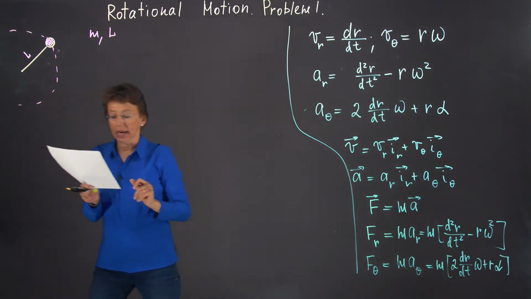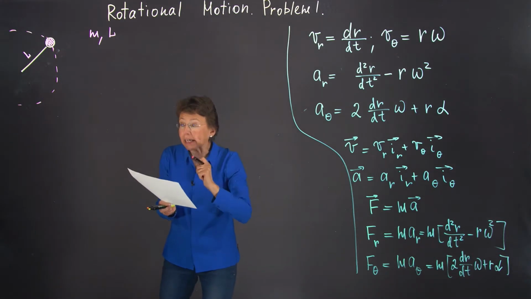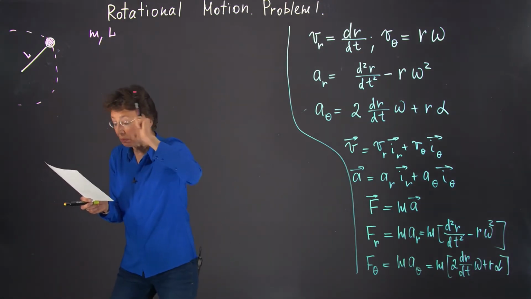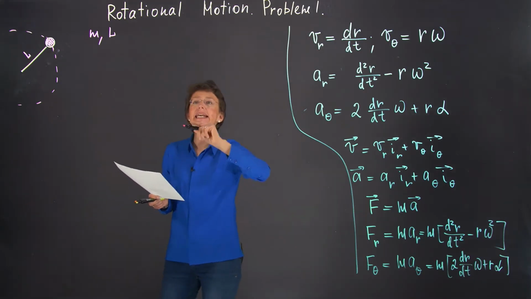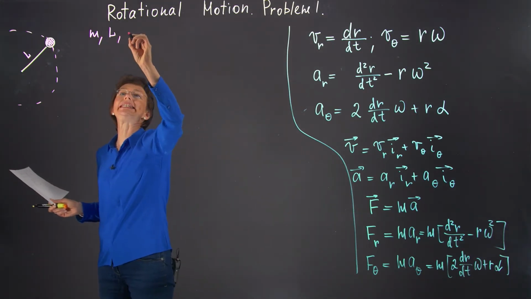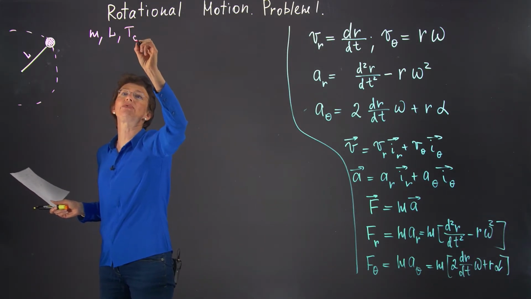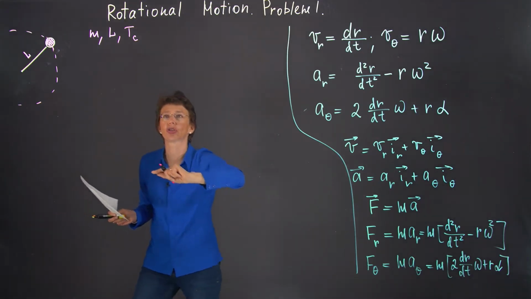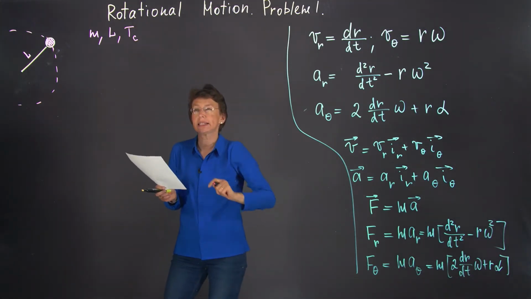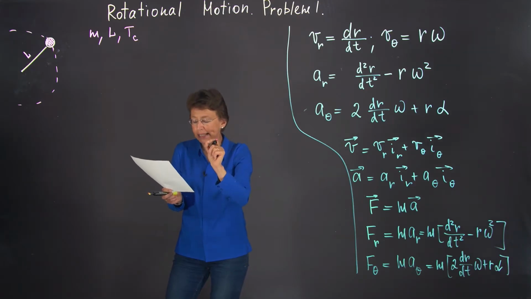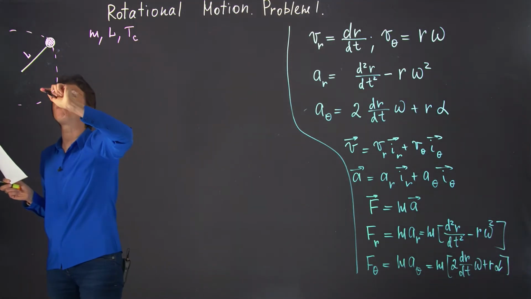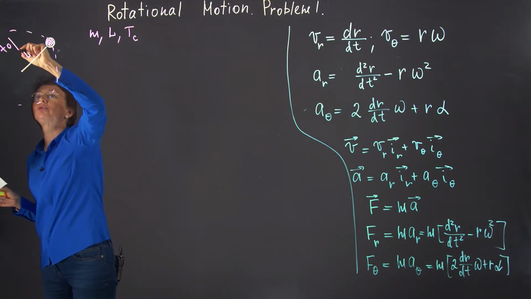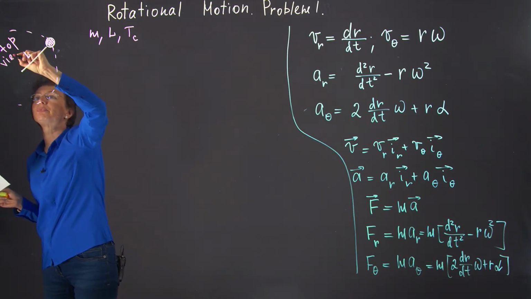Now, this string will break if the tension in it exceeds a critical value Tc. If I exceed this tension, this force that is equal to this Tc, then the string will break. This is top view. Top view.